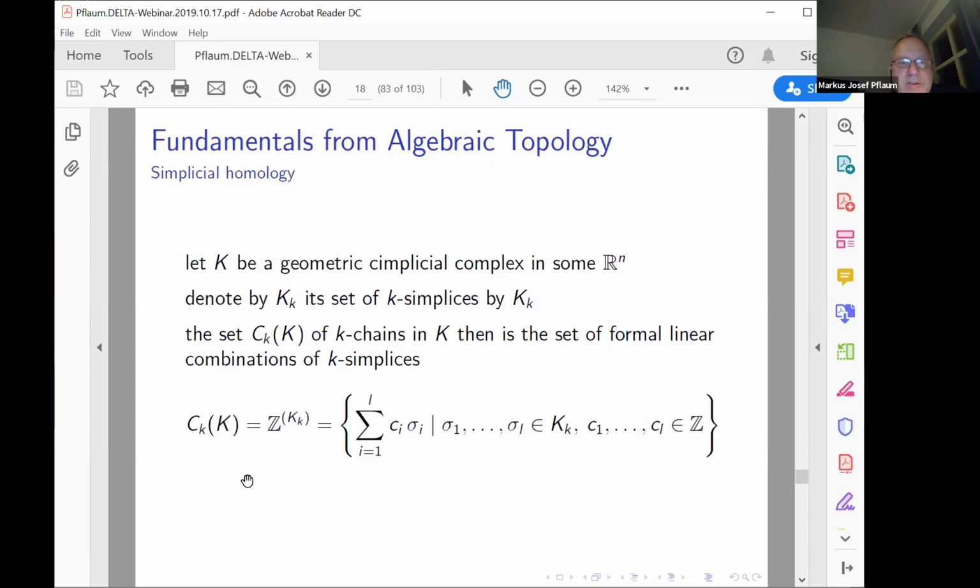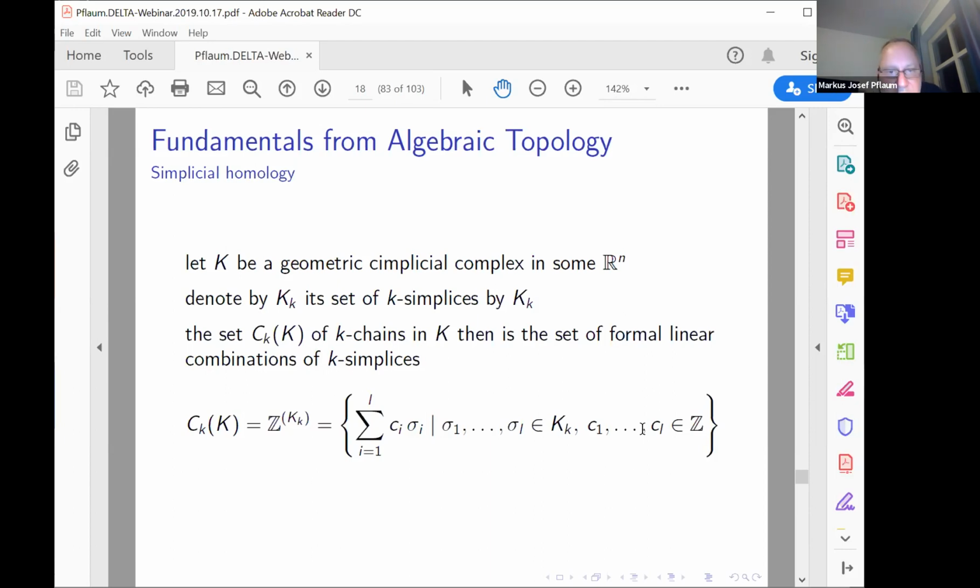Let me give you the formula. So C lower k of K consists of all formal sums, sum c_i sigma_i, where the sigma_i are k simplices, and the c_i are coefficients in Z. Later on, you can actually choose any abelian group instead of Z. So often Q is chosen, or R, or a finite field like Z mod 2. I'll have written it down here only for the most fundamental abelian group, namely Z.